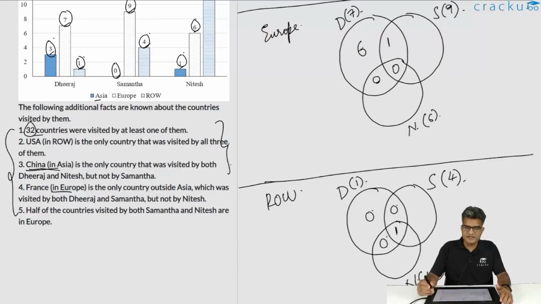Because the total number of countries Dheeraj visited is 7. We found one country in an overlap with Samantha, that I think is France. So all the remaining 6 countries Dheeraj has to visit alone, which was visited by both Dheeraj and Samantha but not Nitish.